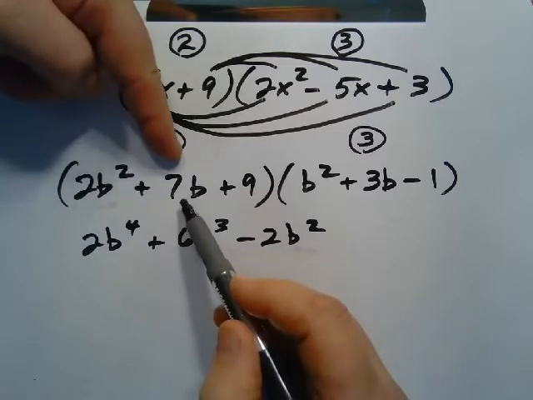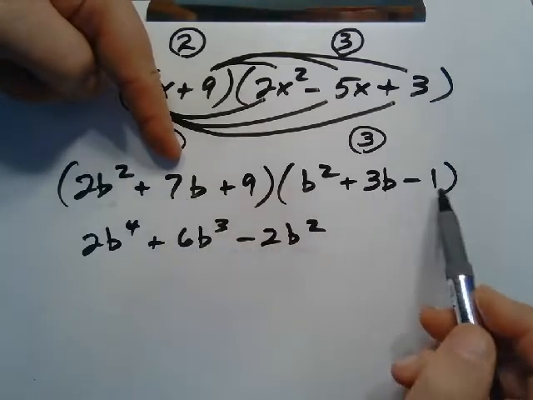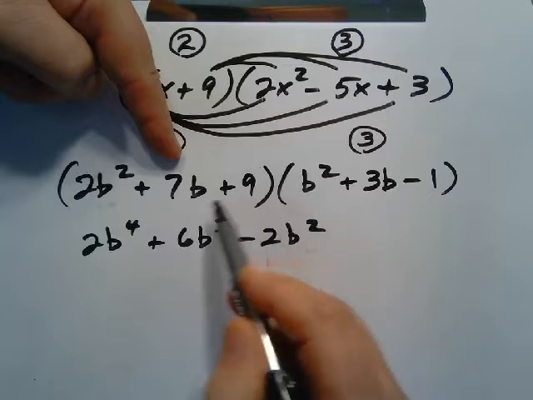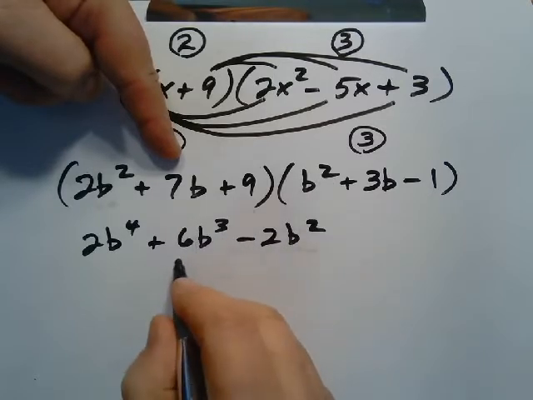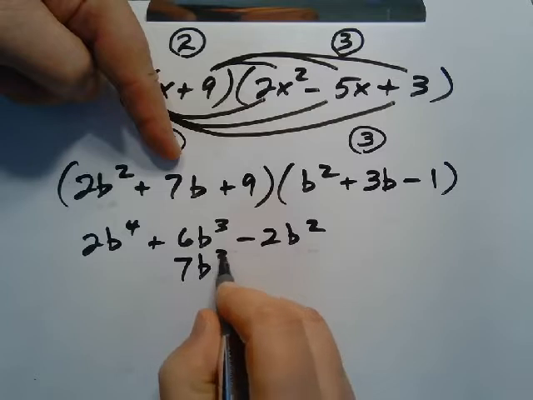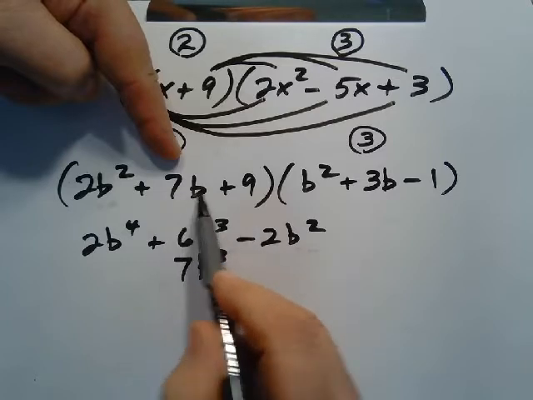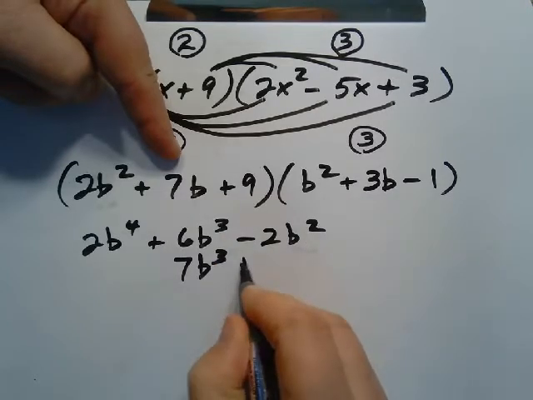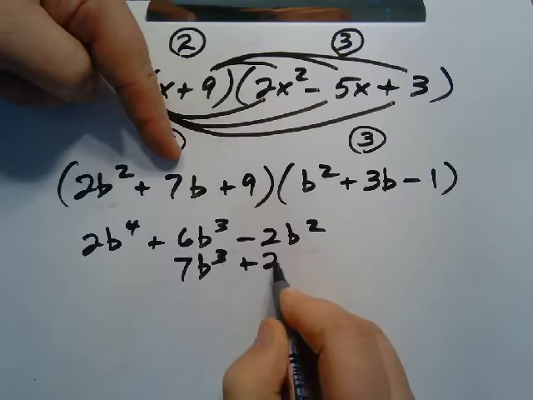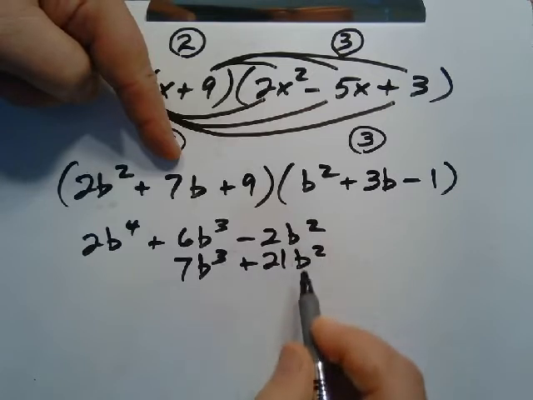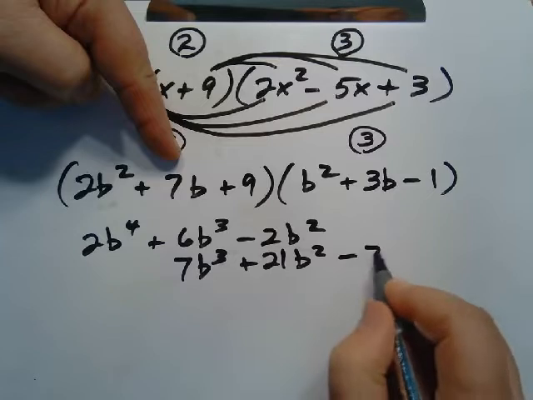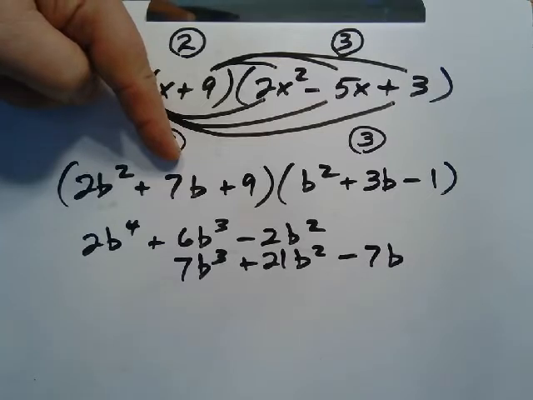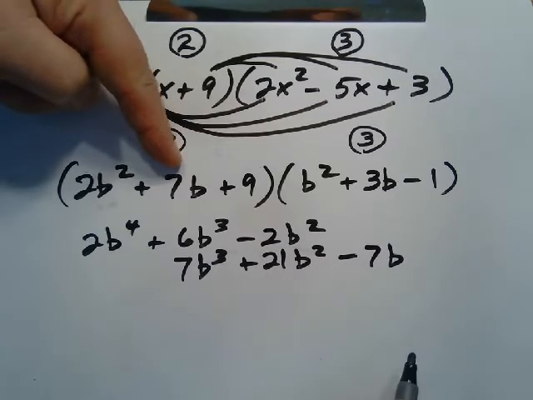Now 7b times each of these. 7b times b squared is 7b cubed. Well, b cubed is in this column, so I'm going to put it in this column. 7b cubed. 7b times 3b is 21b squared. Again, I'm putting it in the same column. And 7b times a negative 1 is a negative 7b. All right, we're done with all the 7b's.